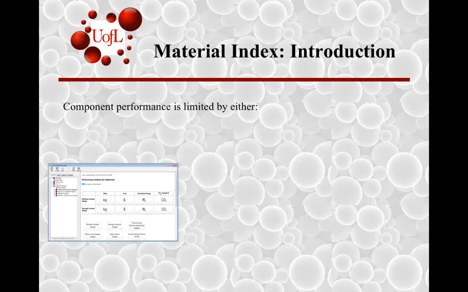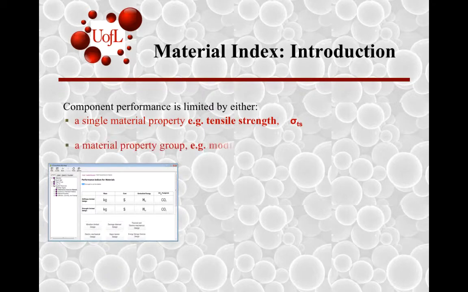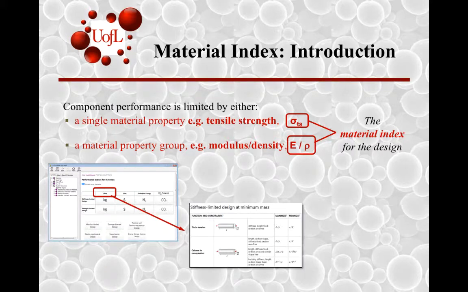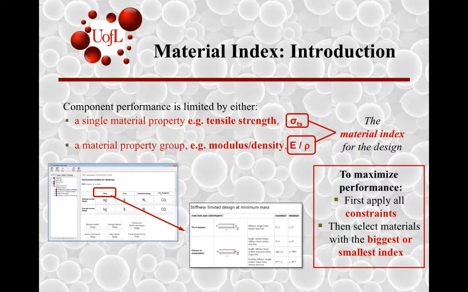So when we introduced material indices, we said that could be a single material property, or it could be a property group, such as the ratio of modulus to density. And so these are the material indices. To maximize the performance, you apply all constraints and then select the materials with the biggest index.